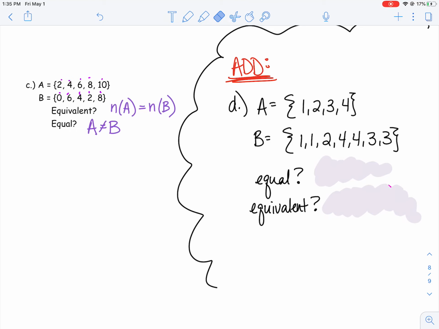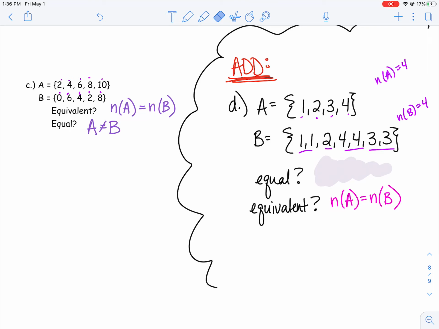All right, looking at set A, I have 1, 2, 3, 4 different elements. So I would say that the cardinality of A is 4. There's 4 different elements. Looking at set B, I have 1, 2, 3, 4 different elements. Yeah, there's some repeating, but there's still only 4 different elements. And so because A and B both have 4 different elements, their cardinality is both 4, then I can say that A and B are equivalent using this notation because they both have 4 elements.